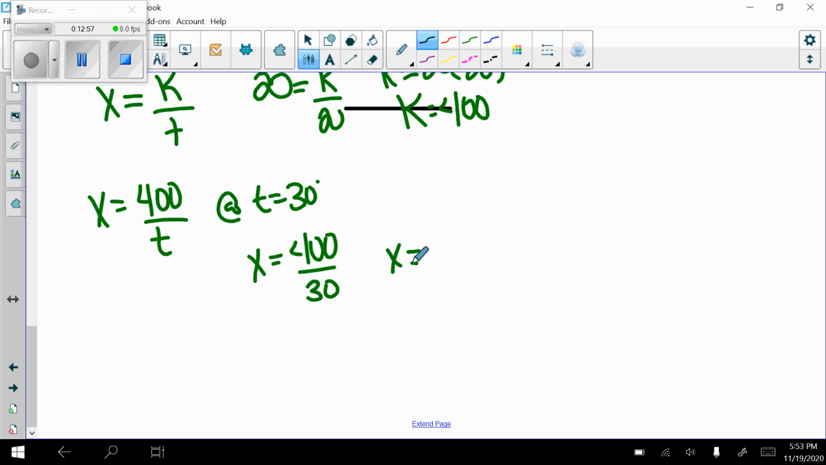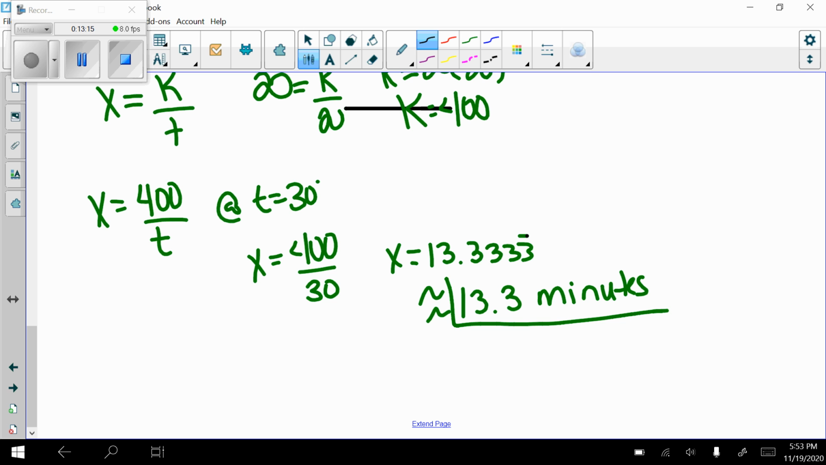Simplify that. So I get X is equal to 13.3333 repeating. So I can say that is approximately 13.3. This was time. My time was in minutes. So it will take approximately 13.3 minutes for the ice cube to melt when the air temperature is 30 degrees Celsius. That's where we're going to stop for today.